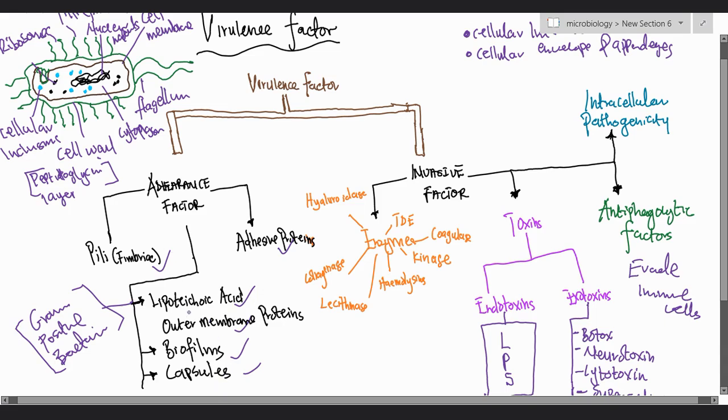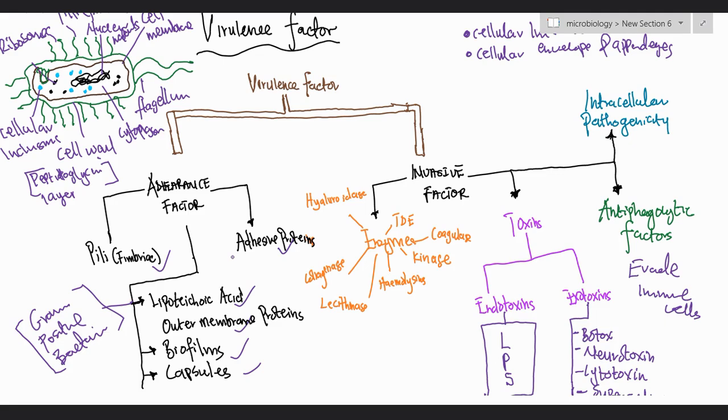So for the adherence factor, we are going to delve much deeper into what each of these adherence factors possesses and how they interact with the host cells. So we are going to discuss all of them, the biofilms and the capsules and then the adherence proteins in our next videos. Now, the invasive factors, we have enzymes, toxins, and then antiphagocytic factors.